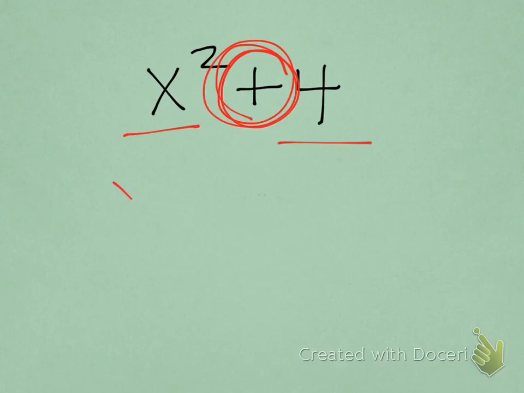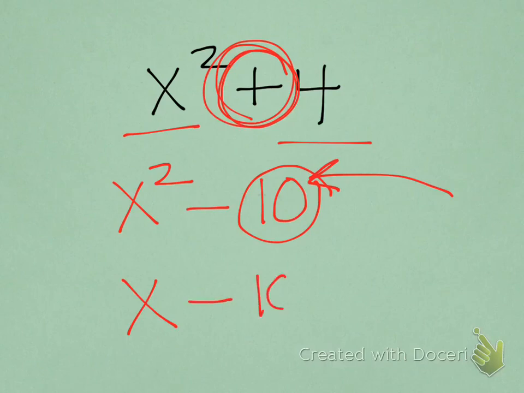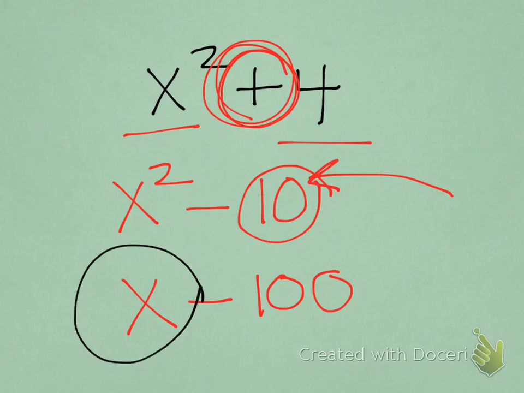Okay, what if I gave you x squared minus 10? This is not factorable using the difference of two squares because 10 is not a perfect square. And then if I gave you x minus 100, again, it's not the difference of two squares because this is x. It's not x squared. It has to have a 2 here for us to be able to factor this.